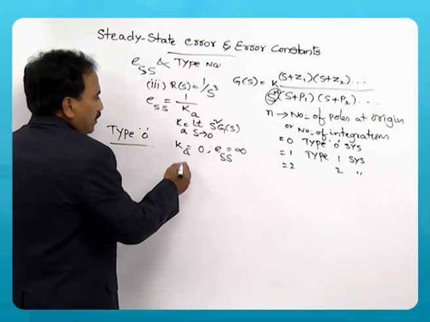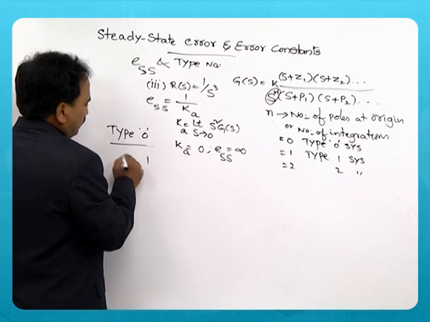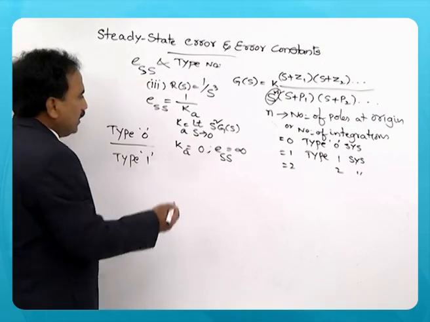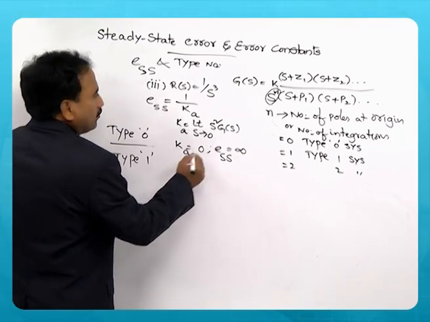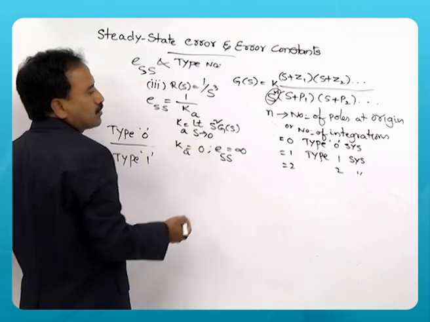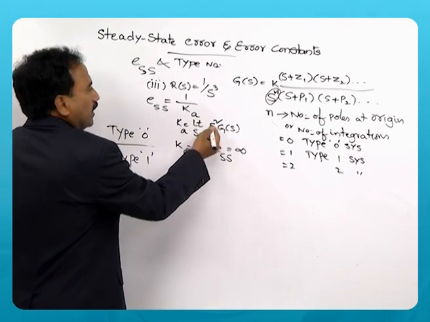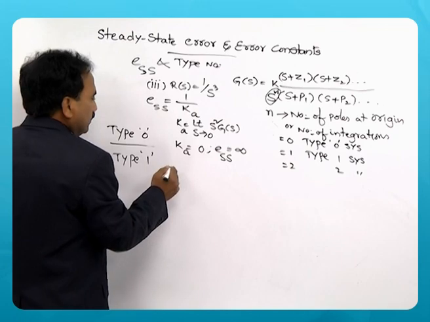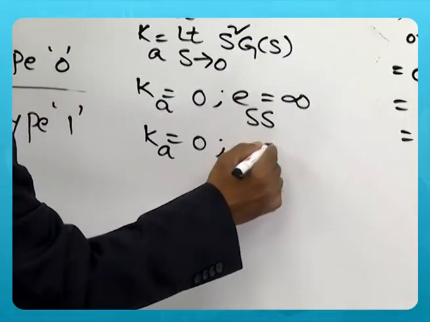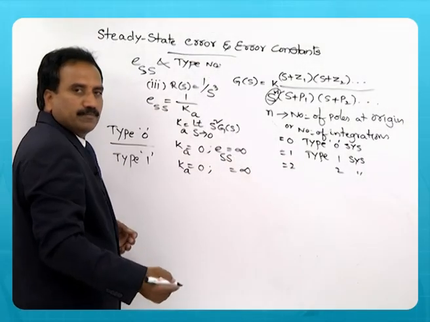Now, if it is a type 1 system, then Ka is again 0, because there is only one pole at origin, but there is a term S square in the numerator. So, again S appears in the numerator. So, Ka will be 0 even for type 1 system. So, the steady state error is infinite.